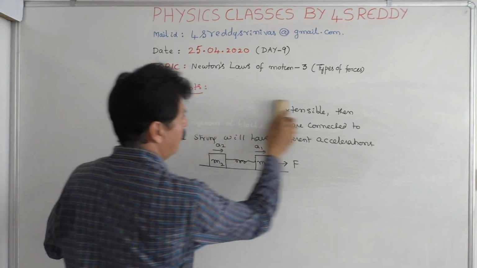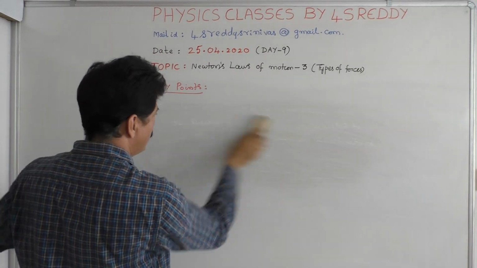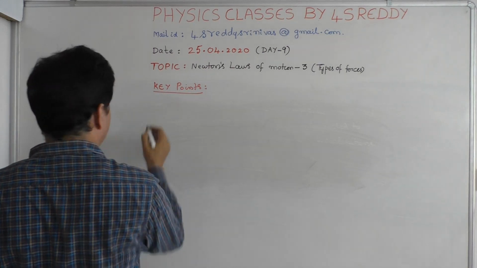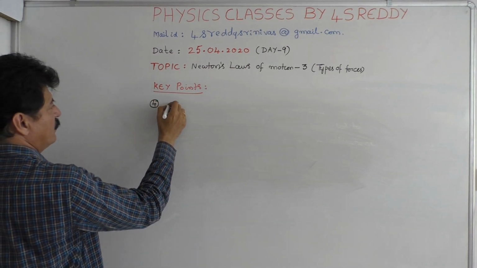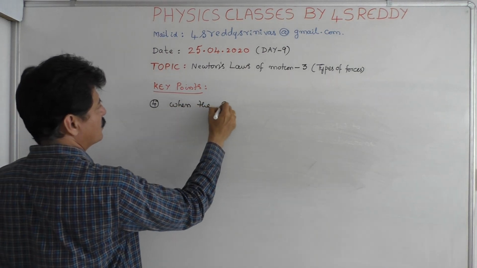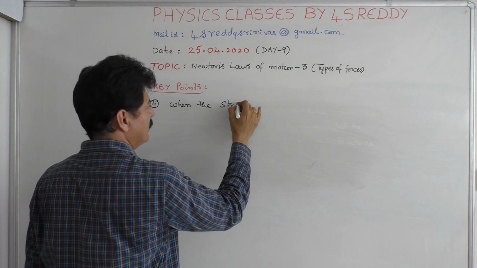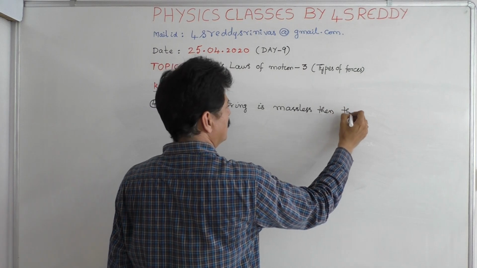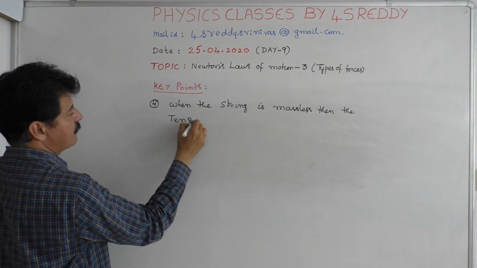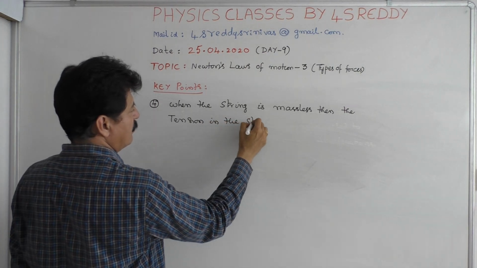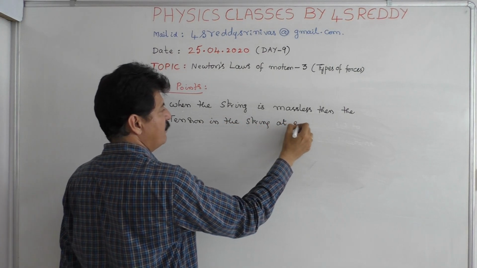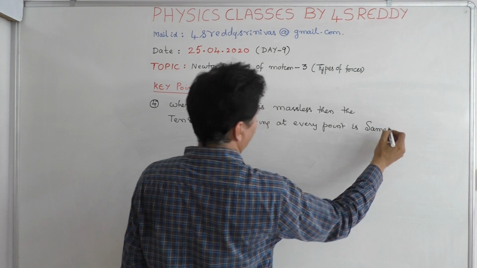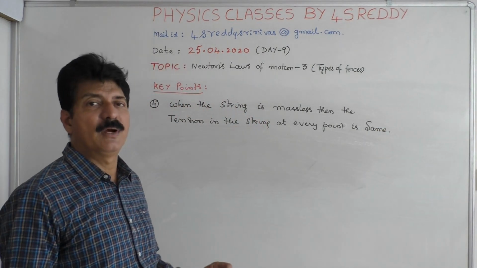And point number 4. The fourth point is, when the string is massless, then the tension in the string at every point is the same.